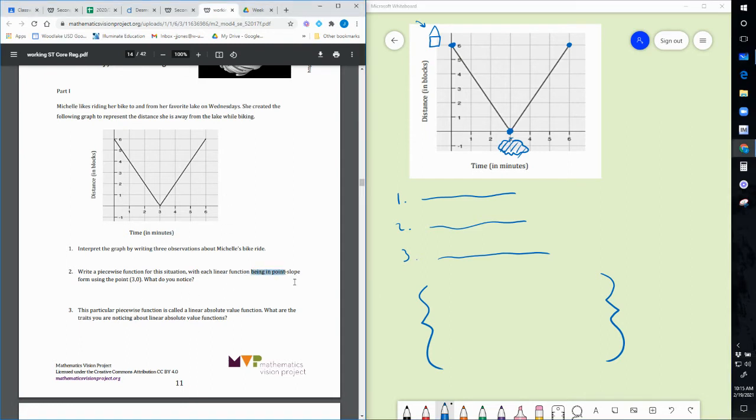It says to go ahead and leave your equations in point slope form using the point (3, 0). So it specifically tells you what point to use and what form of linear equation to use. Even though you might look at this as an absolute value function, because we just talked about that very, very recently, it wants you to put in the 2 equations that make up this graph. Okay, so go ahead and pause and do that now.